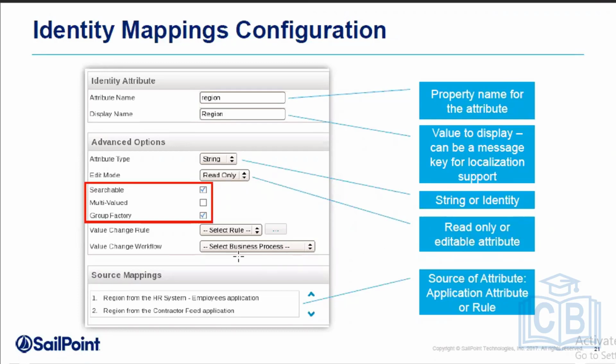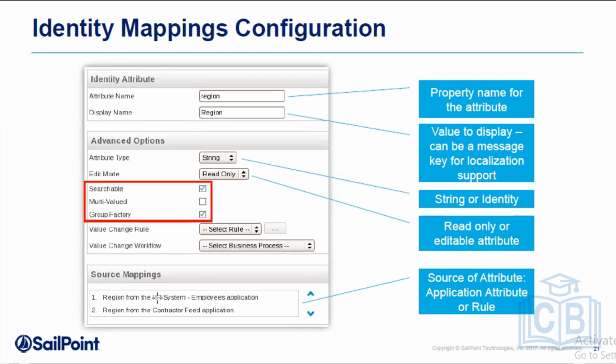You can give these details, and in the bottom you have the source mapping, right? Under the source mapping, you will be mapping the attribute. So currently I have two authoritative applications that I'm going to onboard. In those two authoritative applications, we have a region attribute. And that region attribute, we are going to map with a Sailpoint region attribute.